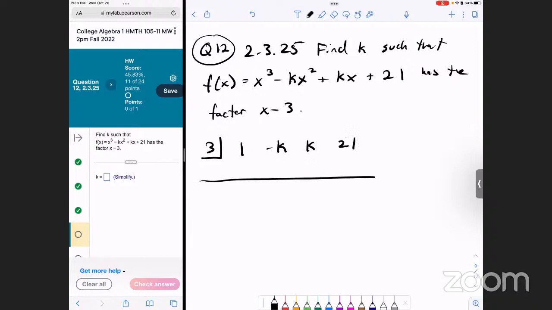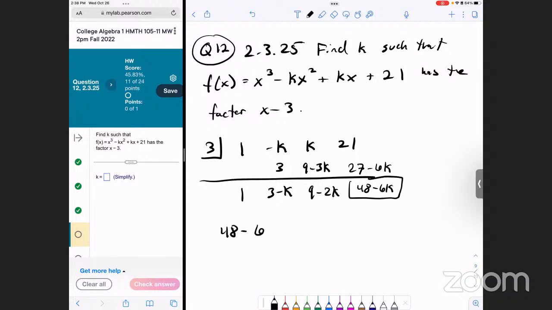Same kind of deal. 1 comes down, 3 minus k, 9 minus 3k, 9 minus 2k, 27 minus 6k, 48. 48 minus 6k is our remainder. But if we want it to be a factor, that means that 48 minus 6k needs to equal 0. 6k equals 48. It's 8, right? k equals 8.